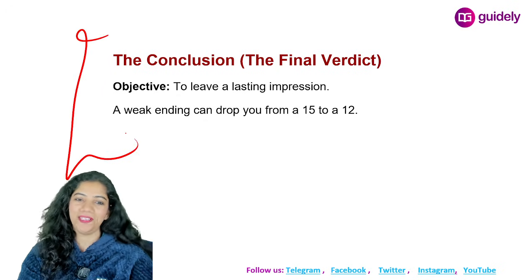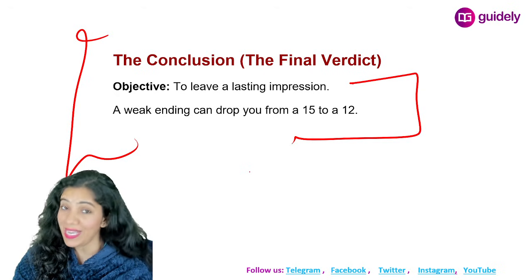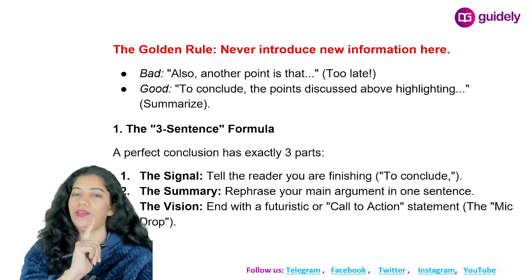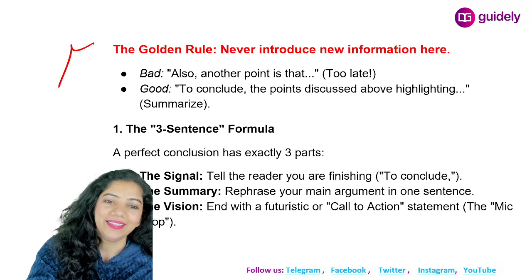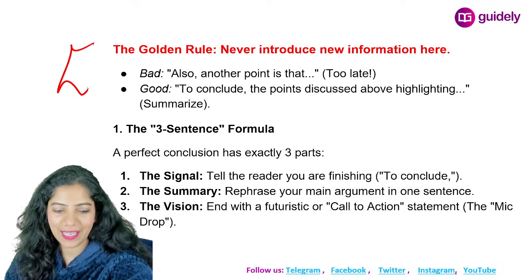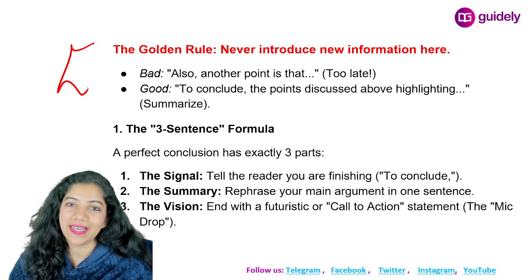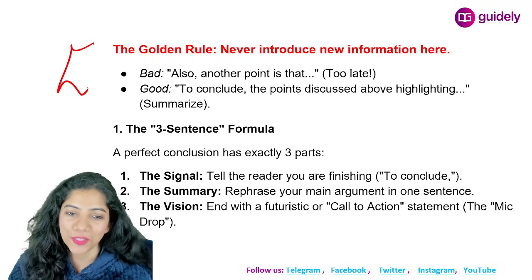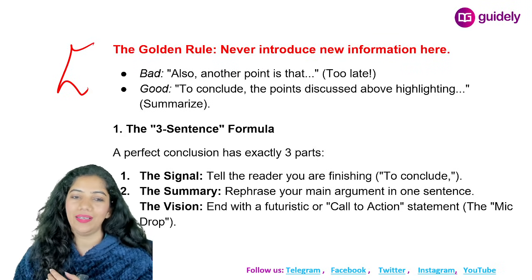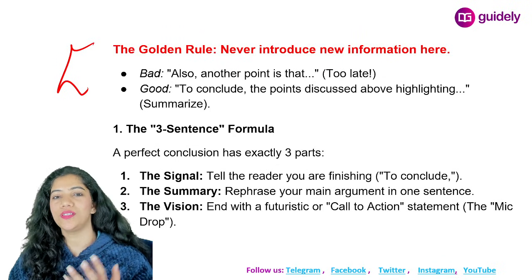Let's talk about the final part, the conclusion of any essay, to leave a lasting impression. A weak ending can drop you from a 15 to a 12. That should not be your nightmare at all. The golden rule is never introduce new information. In all my classes, whenever I talk about conclusion, there's one point I never forget to mention: never add anything new to the conclusion. You are concluding, so please don't get to another point. If you're concluding, how can you present new information?